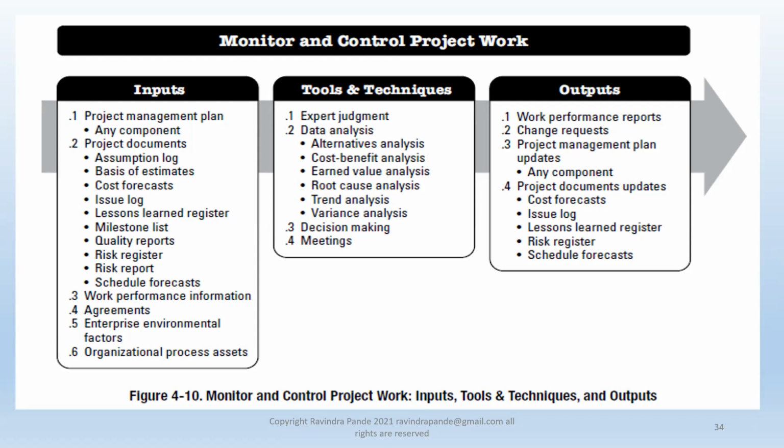Then let's go to the output of this monitor and control project work, where the work performance reports are basically the efficiency parameters of man, material, machine, the change requests in terms of what is approved and sanctioned in terms of adapting to the changes, and the project management plan, any and all management plans which are to be updated in terms of making the project more effective and least costly day by day. Then we have project documents.